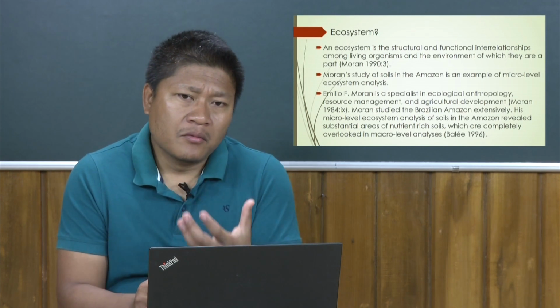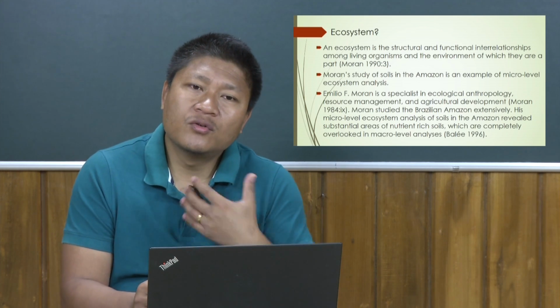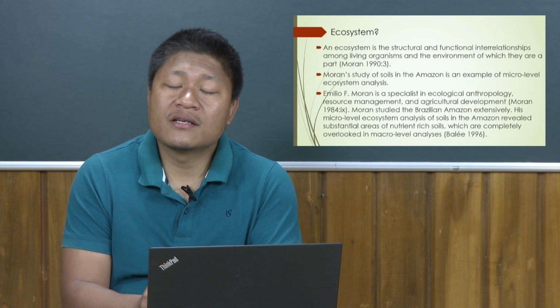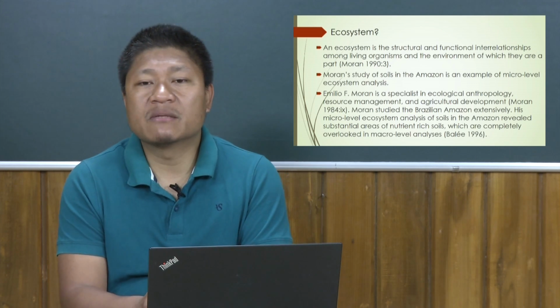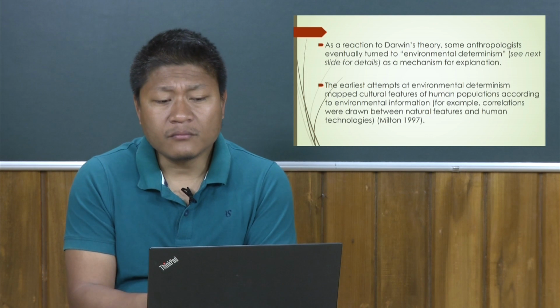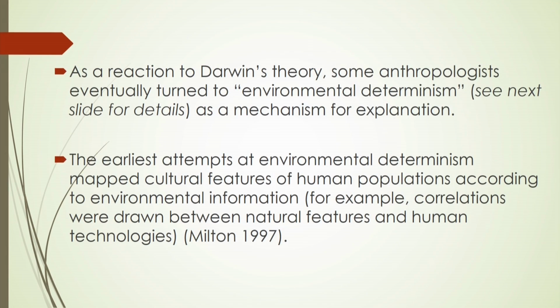Which means Moran tries to posit that we need to focus on a micro-level ecosystem analysis of soils if one has to look at the structural and functional relationship among living organisms vis-a-vis the environment. Now, again, as a reaction to Darwin's theory, because Darwin focuses on the alarming increase of population, and he tends to perceive population as something which is not really fundamental, if not equitable, to the available resources.